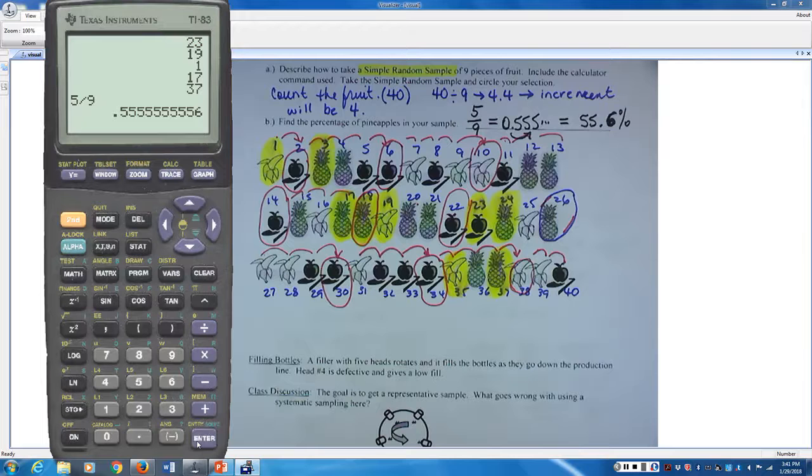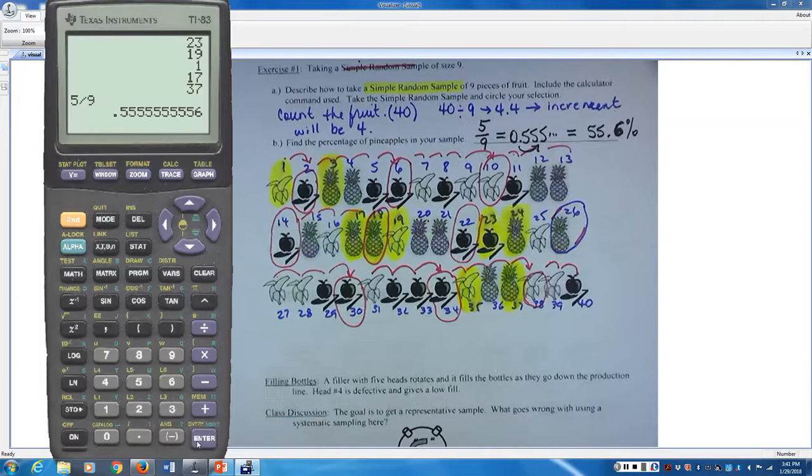So if it says percentage, do a percentage. If it says proportion, you can give the fraction. If we're going to do anything with it, like, suppose we have another group of fruit that has 50 pieces in it, how many pineapples would we expect? Well, we would multiply, and that means we would have to take it back to the decimal, 0.555. Okay?